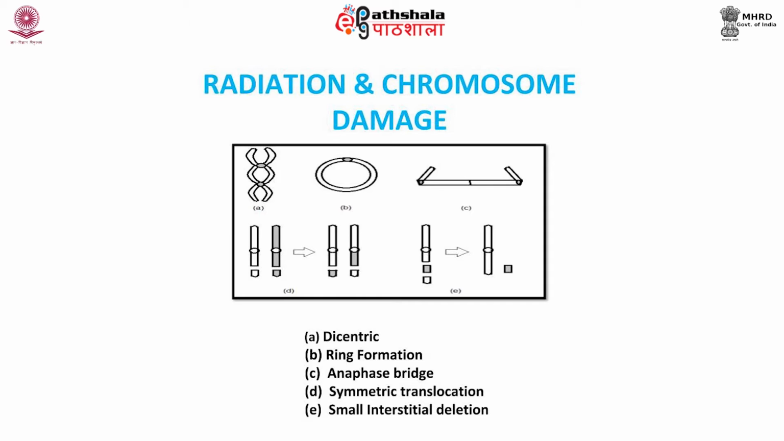One can appreciate the diagram. A represents a dicentric, B represents a ring formation, C anaphase bridge, D symmetric translocation, E small interstitial deletion.